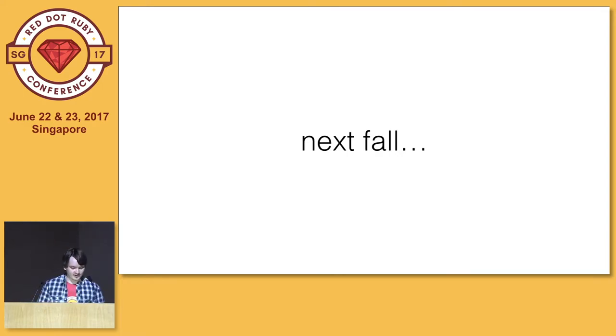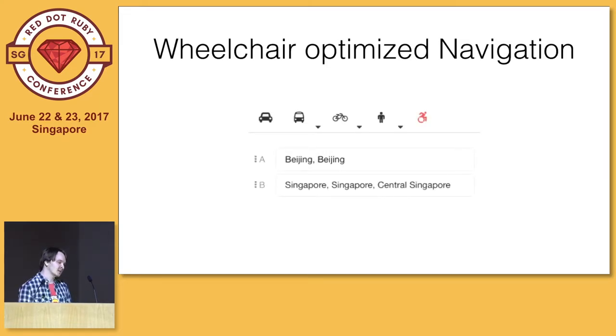So I was wondering a little bit, what is next? What should I look at? One thing I noticed is actually navigation. As a matter of fact, if you do navigation for cars, for bikes, or for pedestrians, necessarily this is not the optimal way to use it now for a wheelchair. Obviously, not everywhere can you walk, you can use a wheelchair. Not everywhere you can use a bike, you can use a wheelchair. You need specific navigations for wheelchairs.